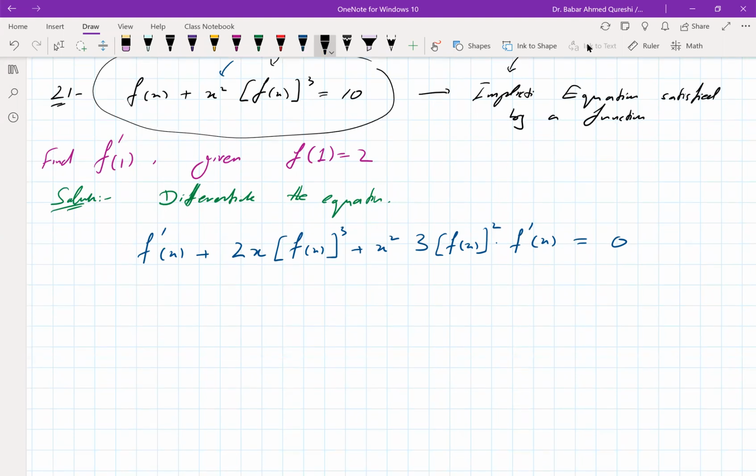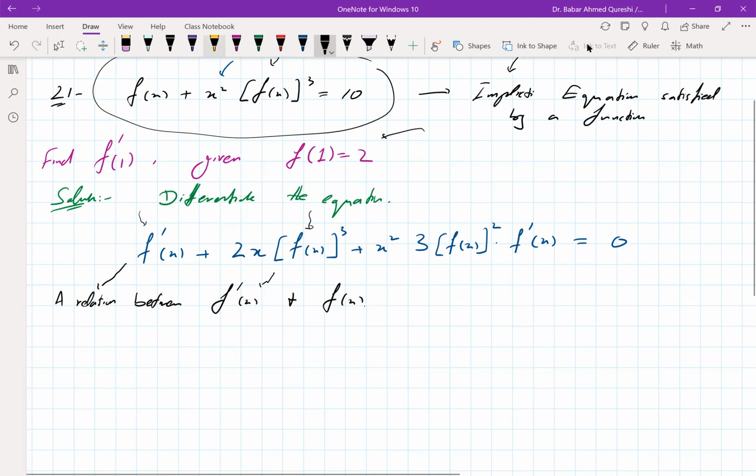Now you have got an equation which describes some relation between f derivative and f of x, which is true at any point. If you try to solve for f derivative, you can separate out the other things and put them on the other side. However, unless you know f of x, you won't know what is f derivative of x. But here you are given this condition.